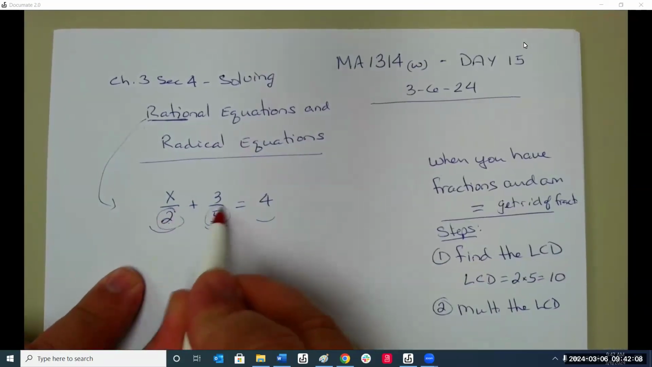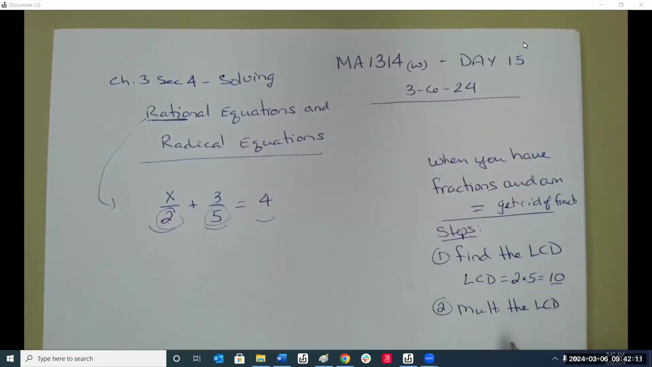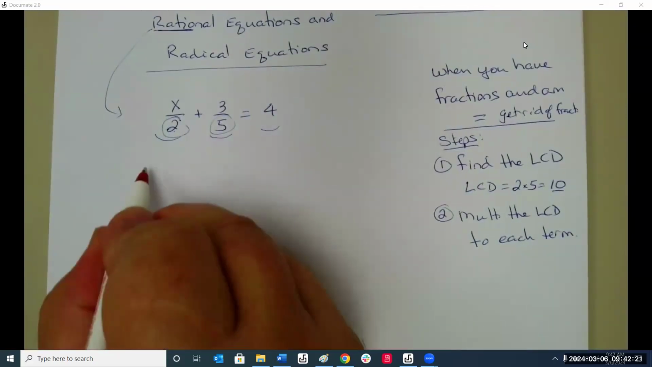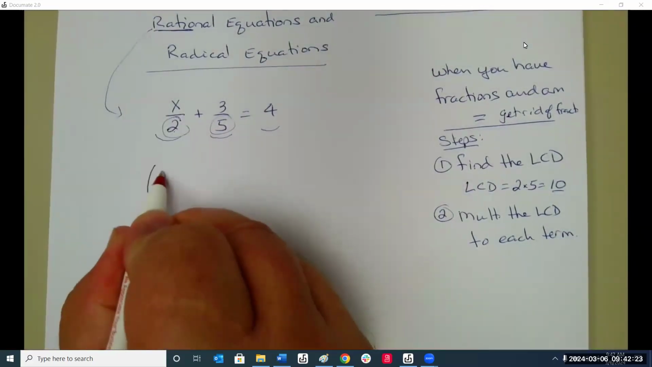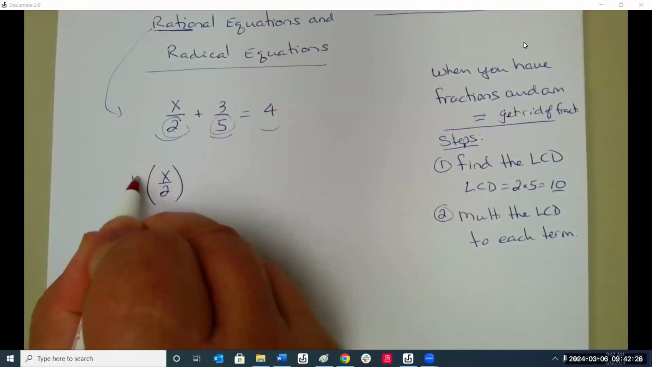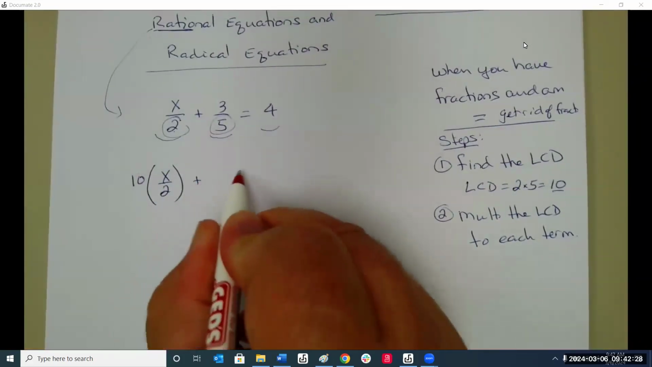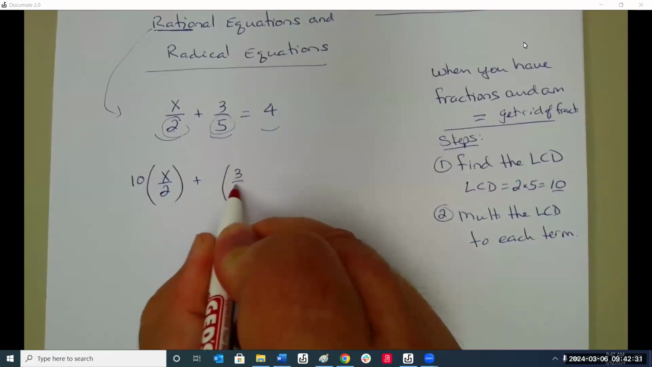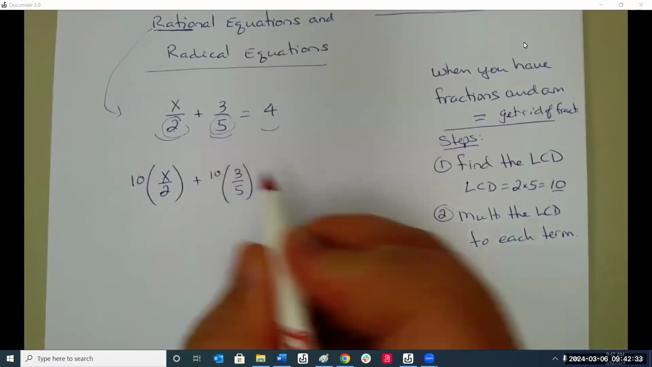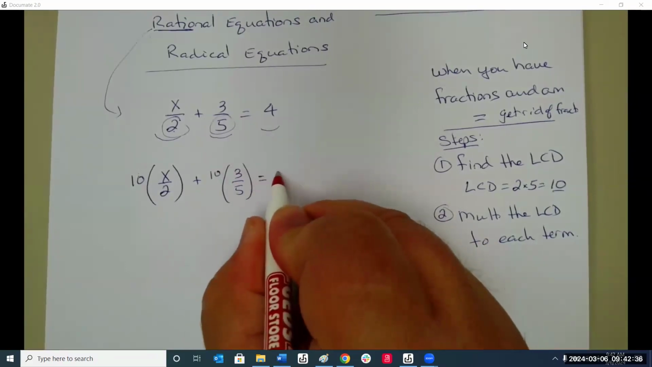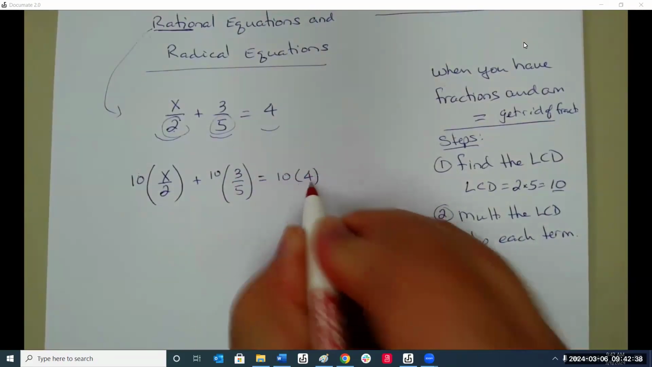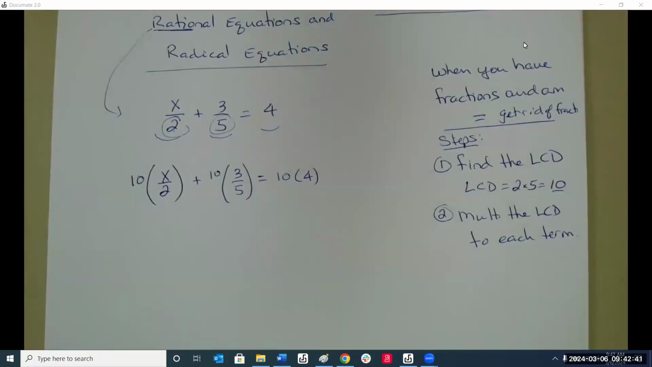The smallest number that 2 and 5 fit into, in this case, is 10. Multiply the LCD to each term. In other words, the first term is x over 2, I multiply it by my LCD. The next term is 3 over 5, I multiply that by 10. And the last term is the 4. So basically, I just put everything in parentheses and I put the LCD in front of it.